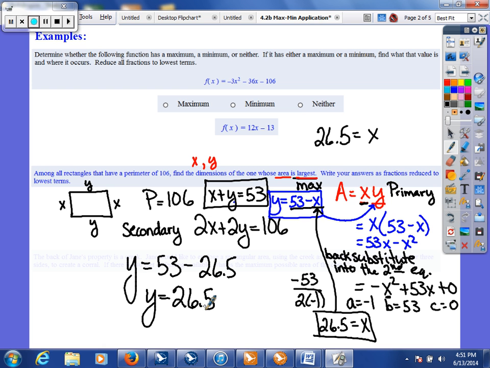And that actually makes really good sense, because to maximize the area of a polygon like this, you would want to make it a square. And so in this case, that rectangle is actually a square. And you get 26.5 times 26.5 as the dimensions, or 26.5 by 26.5.